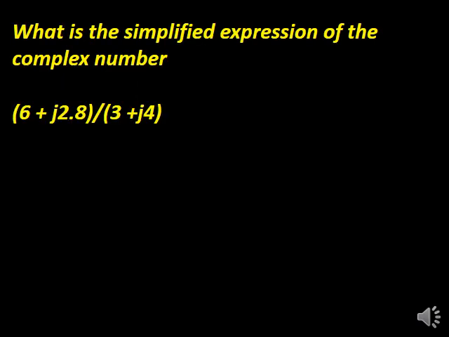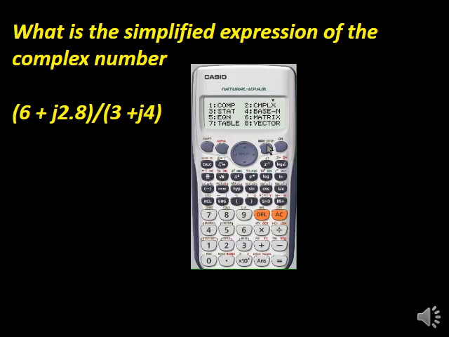What is the simplified expression of the complex number? Here, we will divide 6 plus 2.8j by 3 plus 4j. Although the imaginary component here is in j, it is just another representation of the complex number. So we have mentioned earlier that when we divide complex numbers, it is much better to express them in polar form. Now we must express this into polar form if you wish to. But in my case, I will use the calculator because the calculator complex function can handle this efficiently.